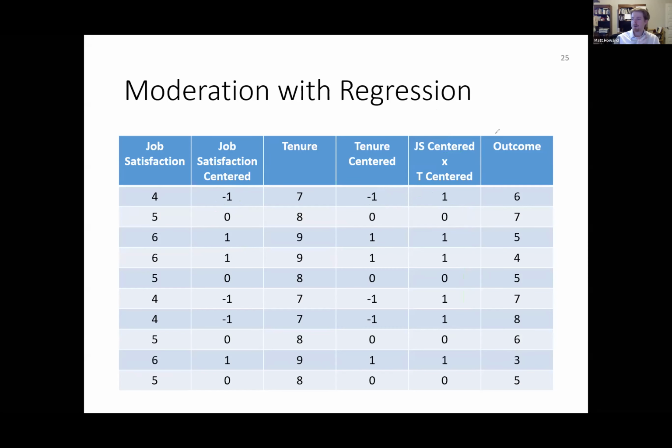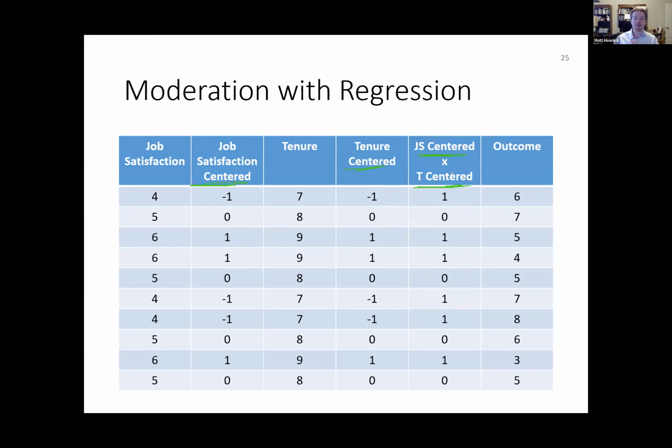Okay. And I'll go ahead and note this now. One thing that's very important is if you're running moderation with regression and you're trying to report this, whether to your boss or whether for research purposes, it's very important to note that you followed this process. It's very important to note that you centered your variables and then you multiplied your mean centered variables together to create your interaction term. Because this is the proper way of doing it.